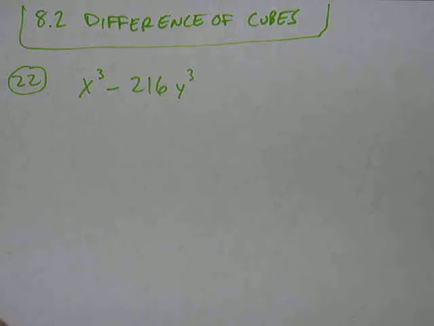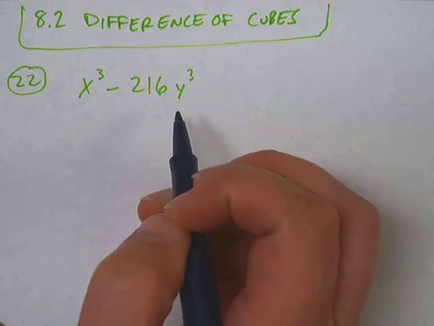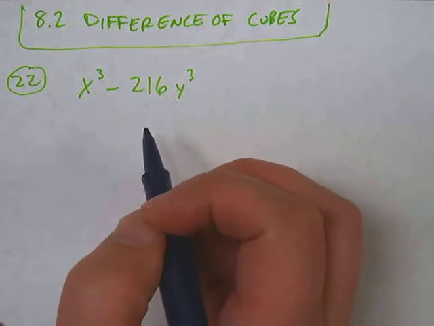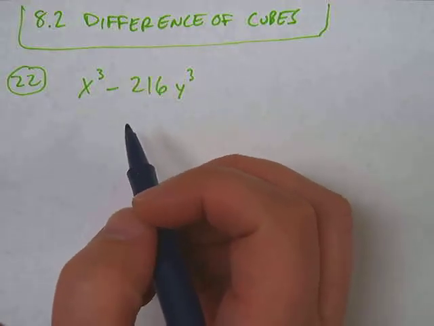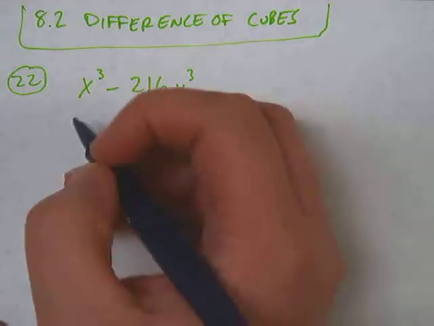Hey guys, so today in section 8.2 we also learned to factor with difference of cubes. So that's what we're going to do right now with problem 22 from your homework assignment. So we have x to the third power minus 216 y to the third power. So in order to factor this, we're trying to write this as something cubed minus something else cubed.